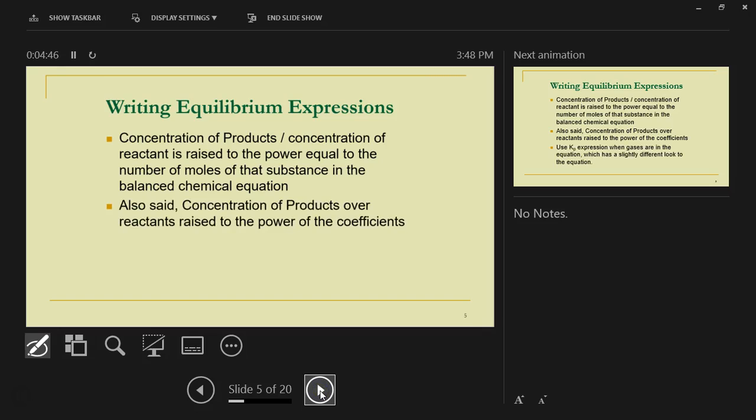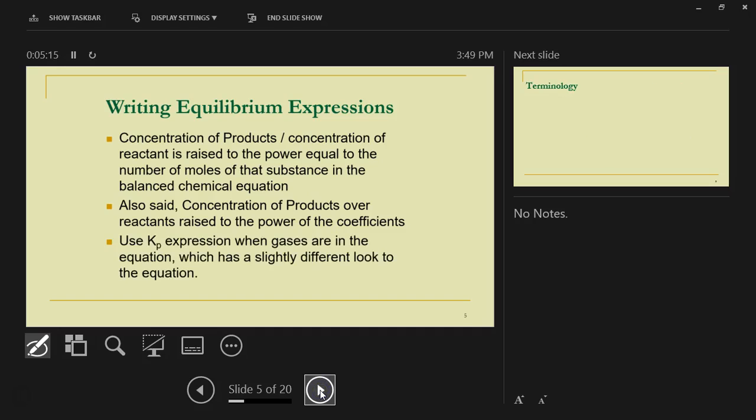So it's also said the concentration of the products over reactants raised to the power of their coefficients. So if you're memorizing the formula for yourself so that you can quickly answer a quiz or test question, it's the concentration of the products over the concentration of the reactants raised to the power of the coefficients. The way I remember to put the products first is that I say alphabetically, products comes before reactants.